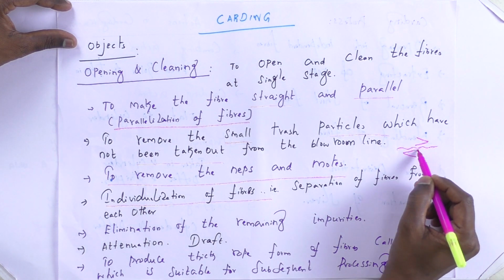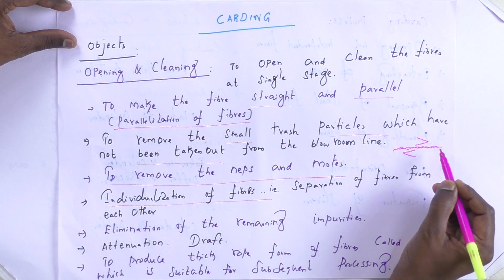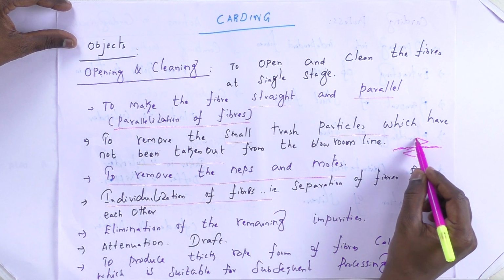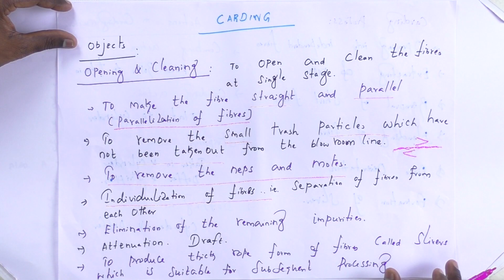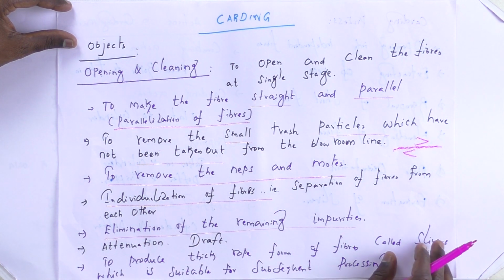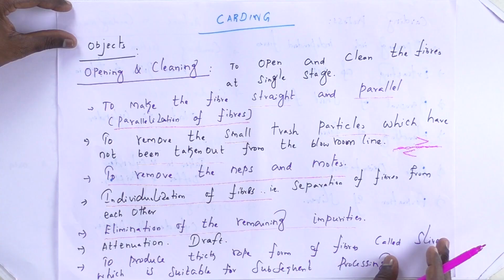So the wire points are looking like this. If a fiber, this is a fiber, is in between the two wire points, it means the fiber is dragged on both sides, the stretching takes place, so the fiber gets straightened and individualization of fiber also takes place by the wire points. And elimination of remaining impurities: the impurities remaining from the blow room lap are also removed by carding process.